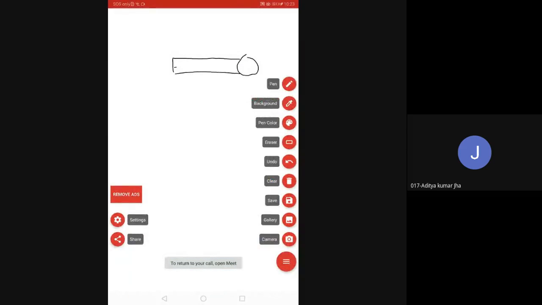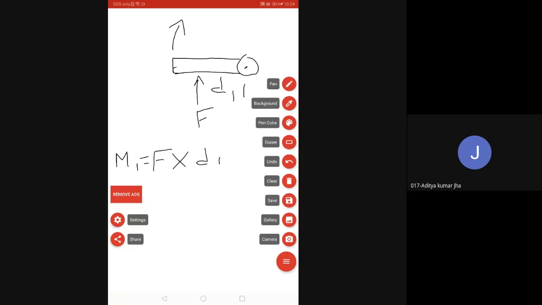Okay. So what I have drawn here is a hinge joint. So that joint is a hinge joint. So it is a door. So the door can rotate about the hinge. Now say, if I am applying a force of F, and this force is at a distance of, let us say, d1 from the hinge. So moment of the force will be, let us say, M1 equals F into d1. So it will have some particular value.